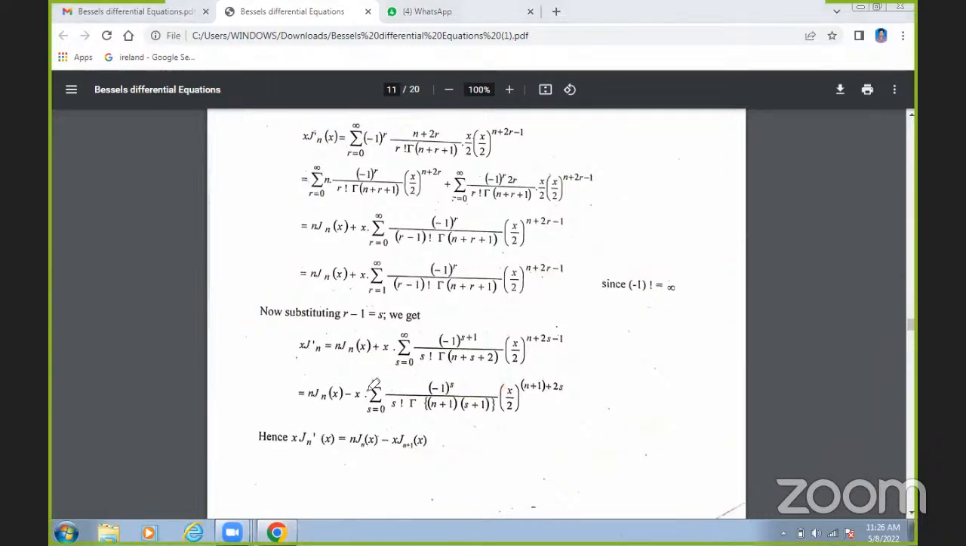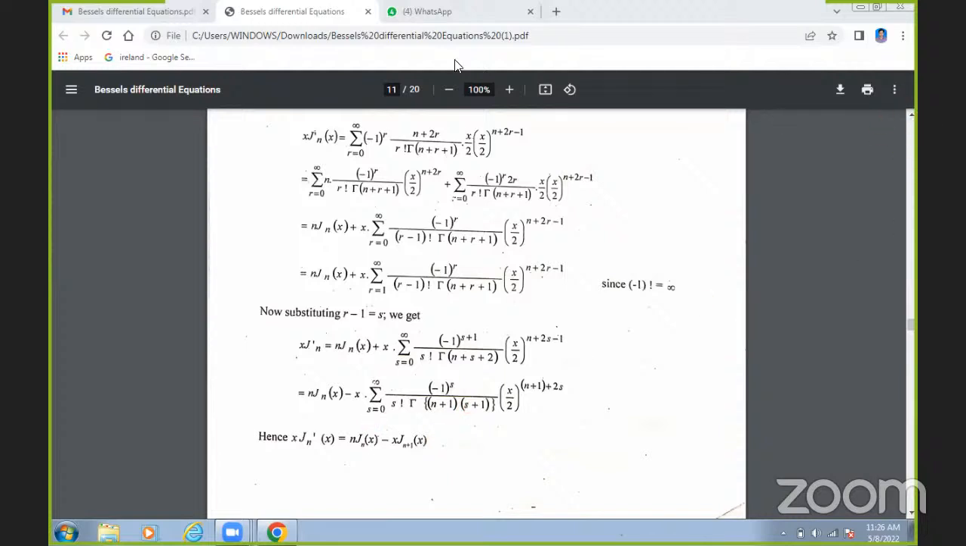this entire term from here to here, this part we can write as Jn plus 1 of x. Jn of x we already know, so simply we have written n plus 1 in place of n, that's all. So this is what x J dash n of x equals: n Jn of x minus x Jn plus 1 of x we have. Okay, so this is the first recurrence relation which we have proved.